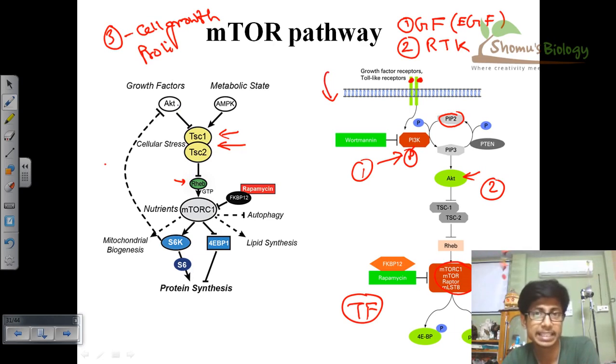Now the thing is, AKT inhibits these TSC dimers. As AKT inhibits the TSC dimers, RHEB is now free. RHEB can activate the mTOR, and there are two different varieties of mTOR actually, mTORC1 and mTORC2. The mTORC1 is now activated by RHEB. Once mTORC1 is activated by RHEB, it can activate another protein called S6K.